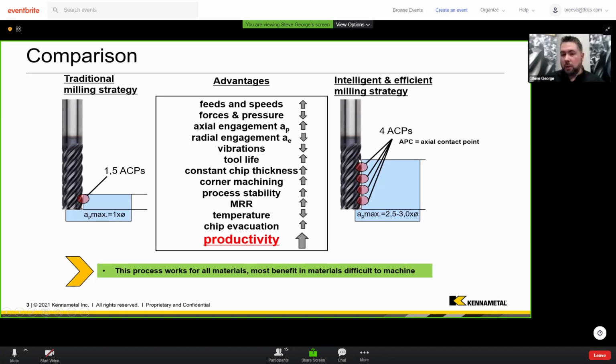Dynamic type strategies, we're normally looking at trying to go 2.5 to 3 times D. Sometimes we're going even up to 5 times the axial depth of the tool. And we're going to talk about changing that radial depth of cut to go along with it, just to give you a general piece of advice. Normally with a dynamic path, I'm looking to be in the range of 10 to 15% of the cutter diameter for the radial depth of cut.